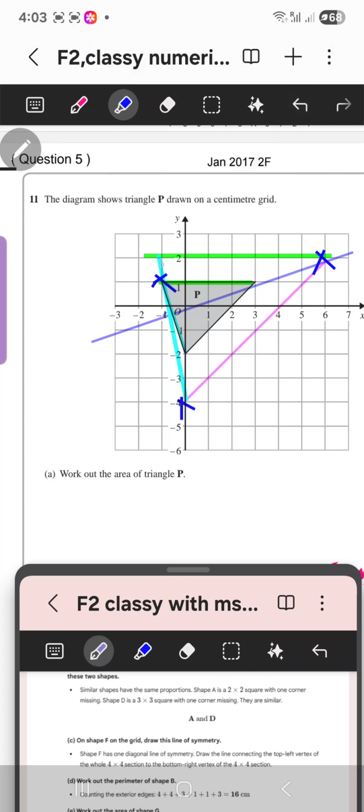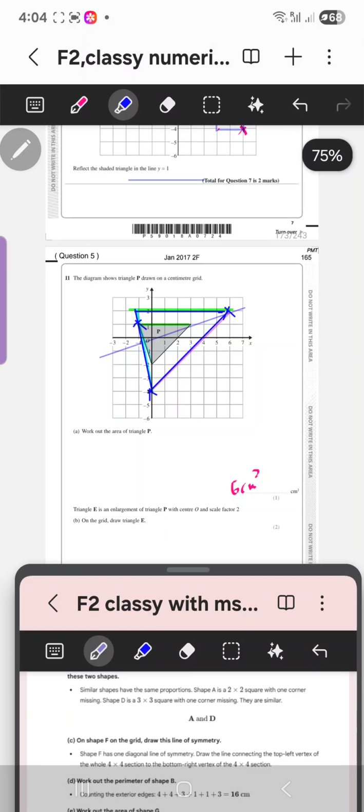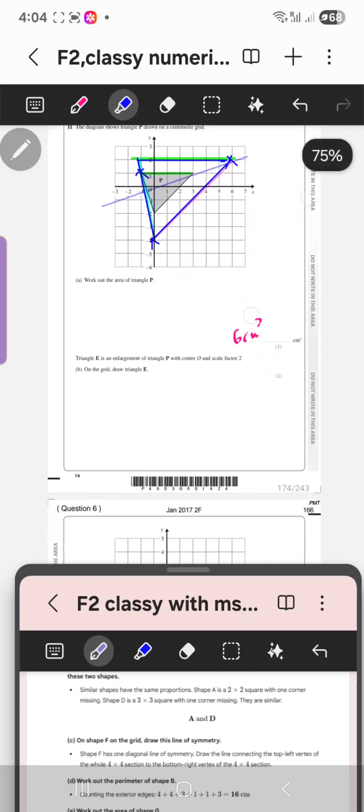It would be enlarged like this. Negative 1 2 6 and 2, 6 and 2, and the last point will be 0 and negative 4, and it will be enlarged like this.